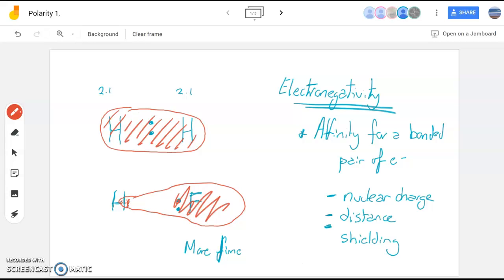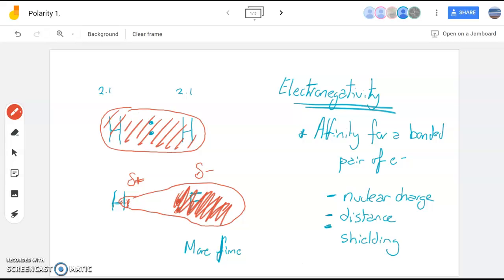If it has both of those bonded electrons around it, then it will be negative because it has one more electron than proton. It doesn't happen all the time, so we call that a partial negative charge and a partial positive charge. Not fully negative or fully positive, but for a lot of the time, fluorine will have an extra electron around it, making it partially negative, and hydrogen partially positive.